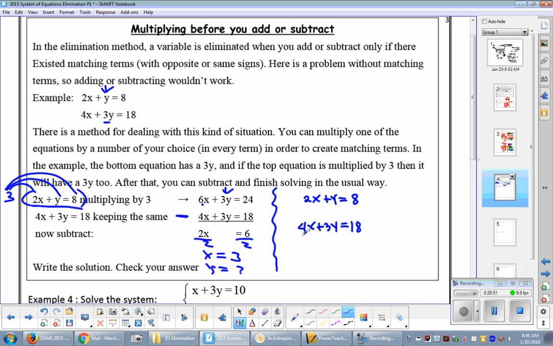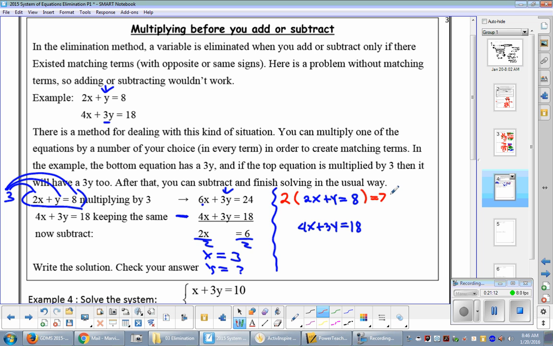Multiply by 4. If you multiply this by 4, you get 8x. I want this to be equal to 4. So we have to multiply the first equation by 2. Okay? So if we would like to eliminate our x, then multiply the first equation by 2.